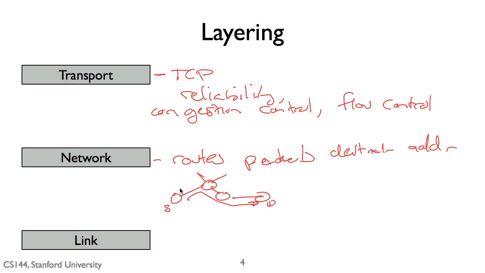And the link layer is responsible for actually getting a packet across a single link. And this involves the kind of link that it is. Is it wireless? Is it wired? But the network layer doesn't care. It just knows it has a link it's going to use, and it just sends the packet over that.